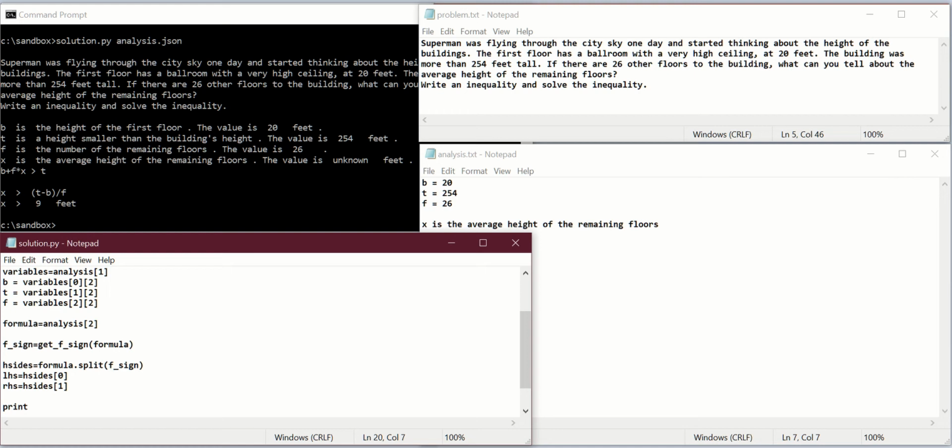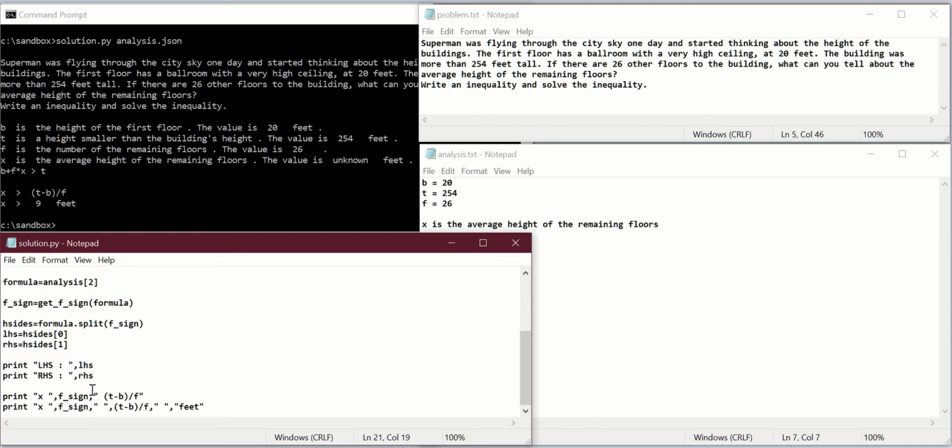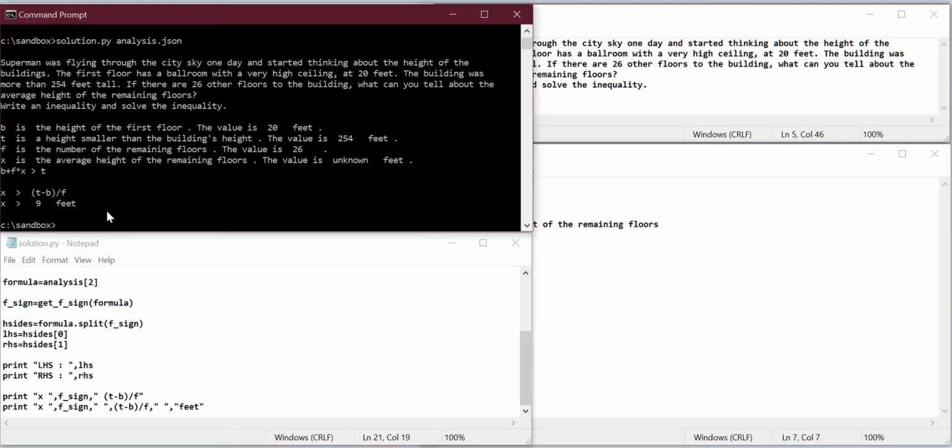So we'll say print LHS colon comma LHS and print RHS colon RHS. Okay. So, and then we will start modifying them. But first, let's just save this file and see if we extracted the correct left-hand side and right-hand side.